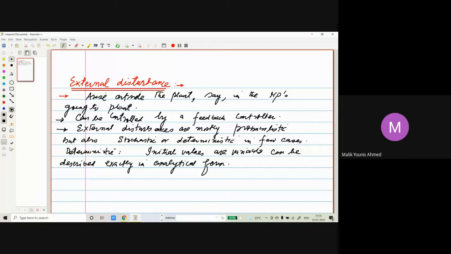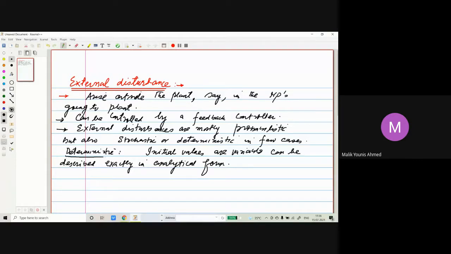So this is deterministic, that we exactly know the nature of the disturbance, and we know what the initial values and the parameters are. We can specify those parameters, analyze them, look into them, and suggest a suitable corrective or compensatory action in this case. So that's the meaning of deterministic.